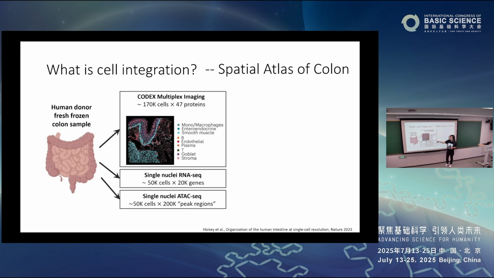And then you have the single nuclear RNA-seq and single nuclear ATAC-seq. The RNA-seq is what we've been talking about. It's cell by gene, the RNA expression. ATAC-seq tells you about the DNA conformation.